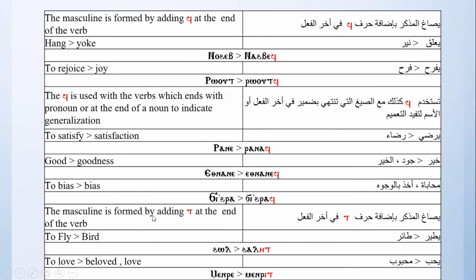The masculine is formed by adding T at the end of the verb. For example, hol means to fly, halit means a bird, minre means to love, and minrit means beloved or dear.